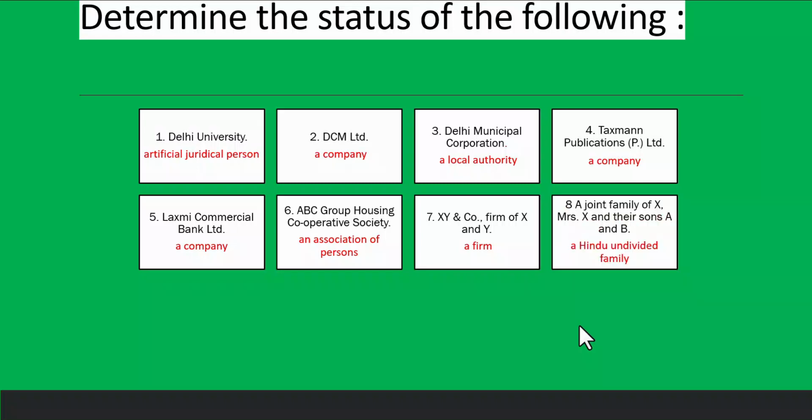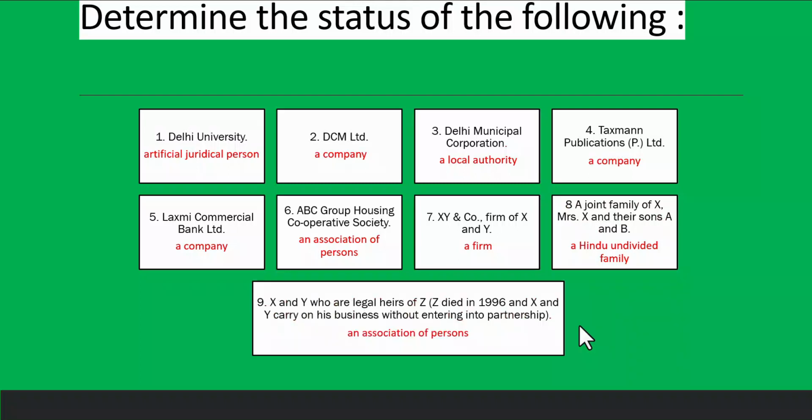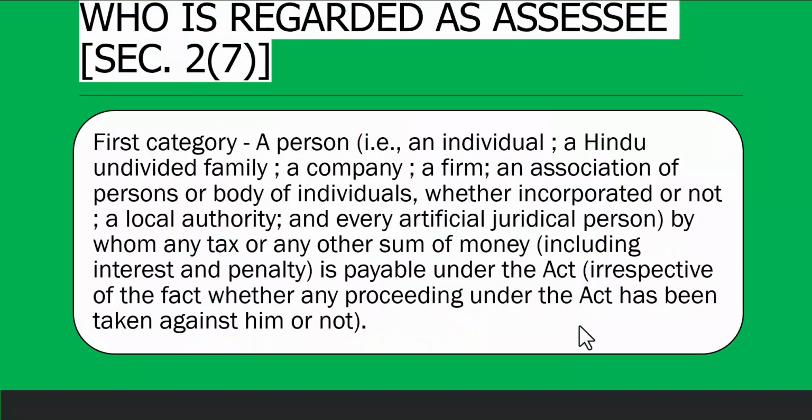Then a joint family of X, Mrs. X and their sons A and B: a Hindu undivided family. Nine, X and Y who are legal heirs of Z. Z died in 1996 and X and Y carry on his business without entering into any partnership. So it is an association of persons. They have not formed a partnership, but they are doing some business together without forming a partnership or a firm. In that case, it will be called an association of persons. Is this clear? Yes, sir. Okay.